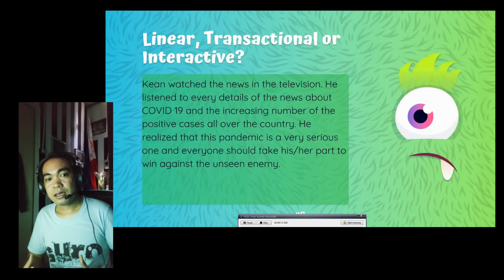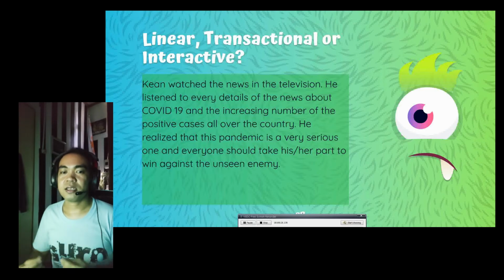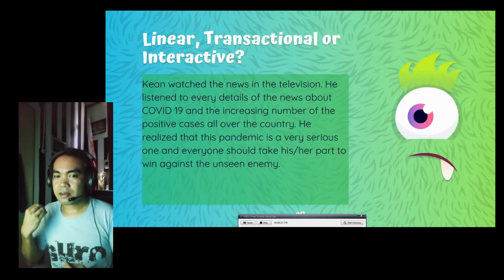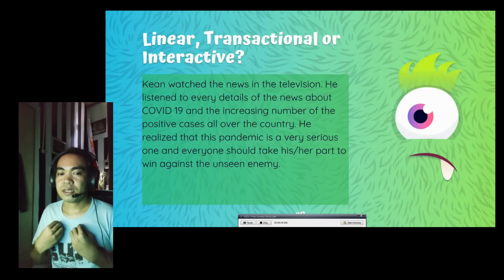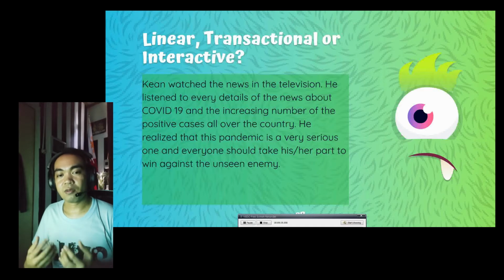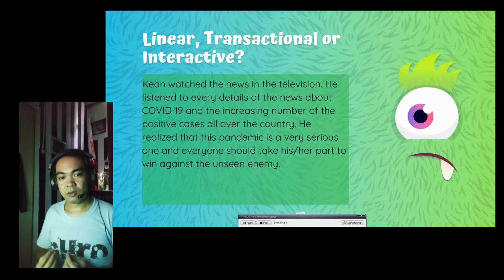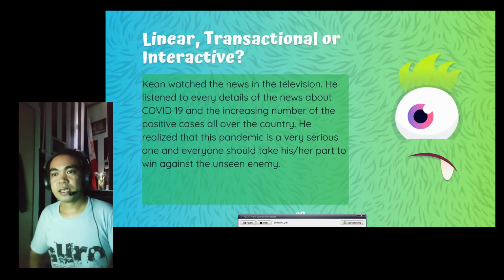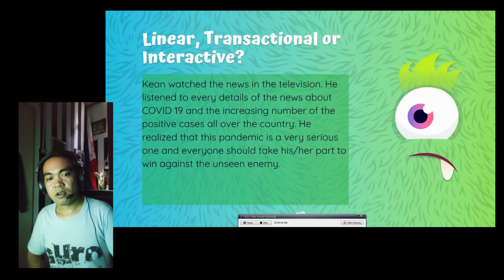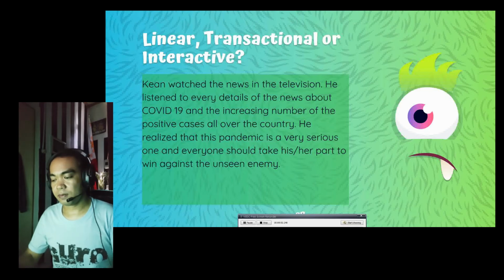Okay, so Ian was watching the news, registering information that he heard in the news. He did respond. For himself, he was able to realize, and he is trying to think about what should have been done, what could be done. But he was not able to relay this message to the people who sent him the news. Therefore, we can consider this as one-way or linear communication.